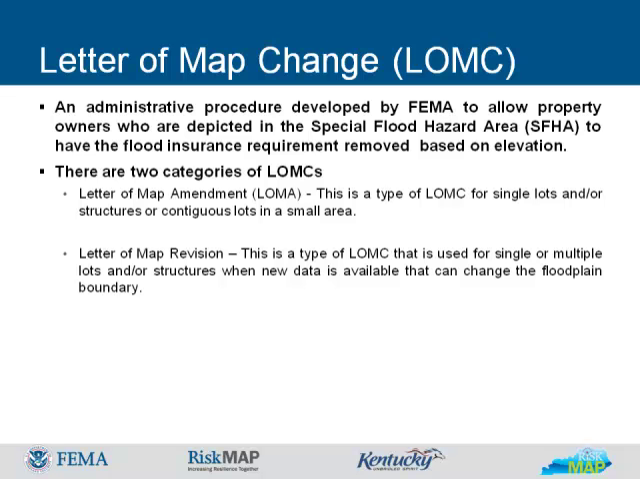There are four types of letters of map revision: the letter of map revision, the letter of map revision based on fill, a conditional letter of map revision, and a conditional letter of map revision based on fill. A standard letter of map revision is a request to revise the floodplain due to new data reflecting physical changes to the floodplain. Letters of map revision are generally based on the implementation of physical measures that affect the hydrologic or hydraulic characteristics of a flooding source and thus result in the modification of the existing regulatory floodway, the effective base flood elevations, or the special flood hazard area.